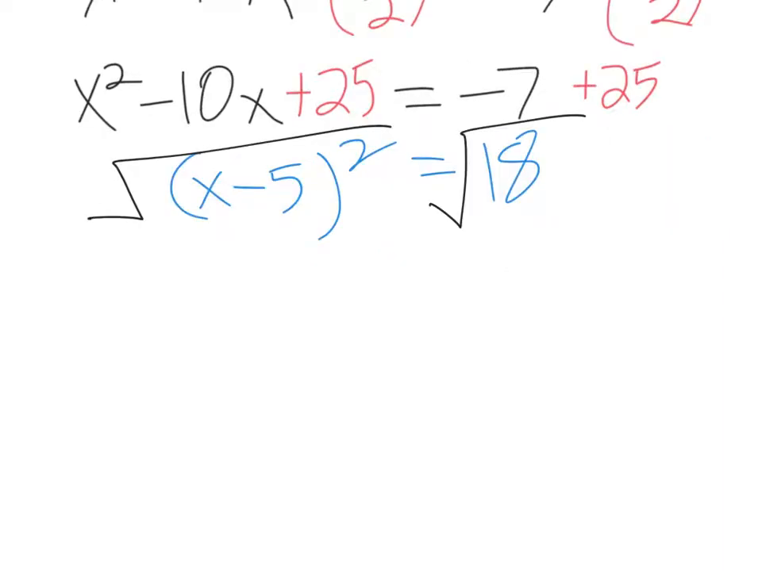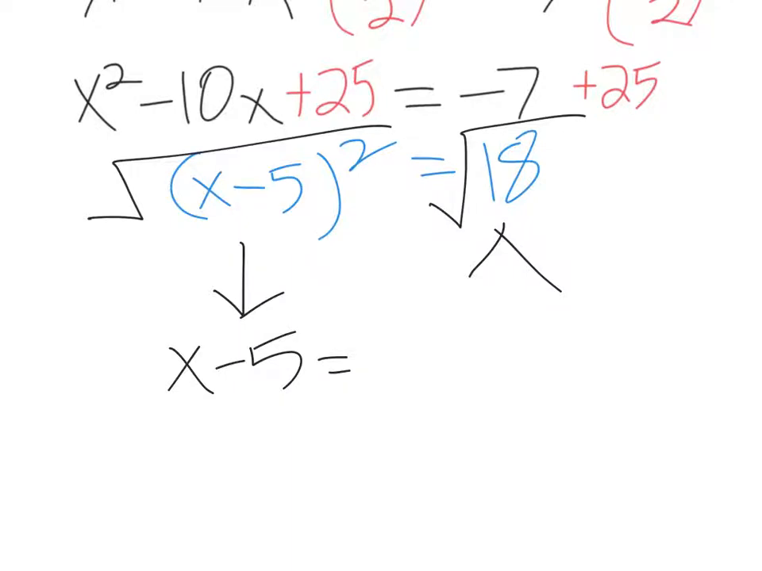So when you take the square root of something that's being squared, it's just going to drop the parentheses and drop the power of 2, so it's just going to leave behind the x minus 5. And then the square root of 18 is not a perfect square. So what we're going to have to do is simplify it. You got to think, what two factors of 18 have a perfect square? So really it's just going to be one factor of 18 that has a perfect square.